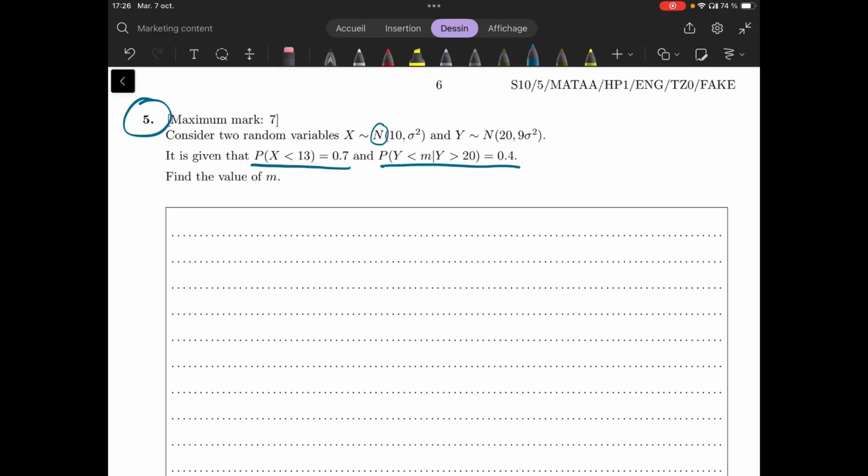You're given two pieces of information about x and y. We are given that P(X less than 13) is equal to 0.7. We are given that P(Y less than m, given that Y is greater than 20) is 0.4. We are also given the mean and the standard deviation of the two distributions. How can we link the two? We can link the two via normalization.